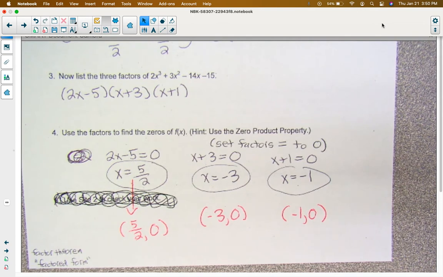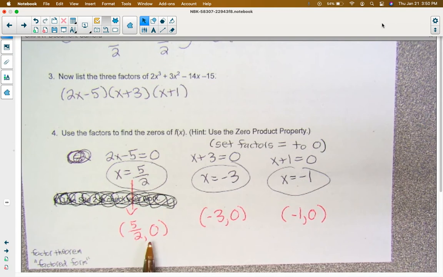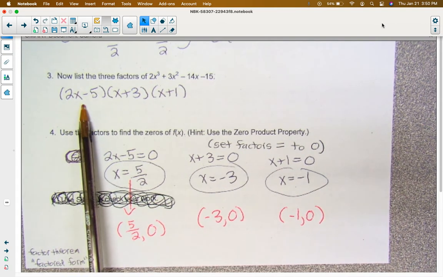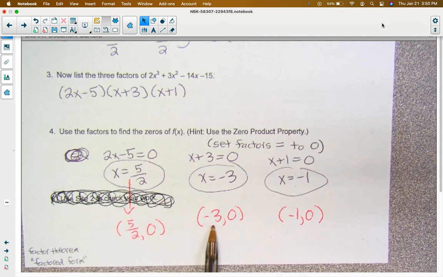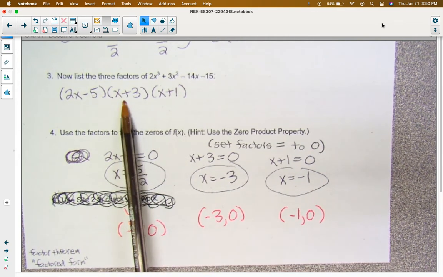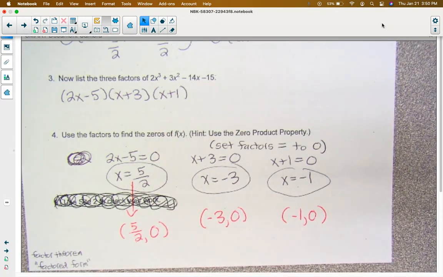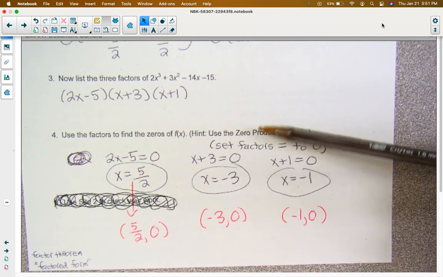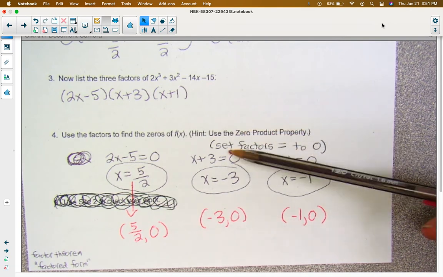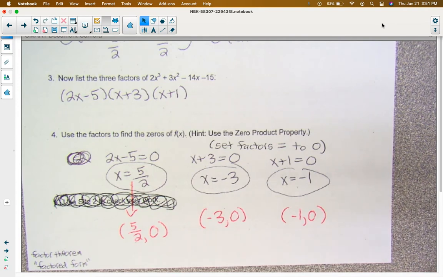And it also gives us stuff in factored form. So 5 halves in factored form is 2x minus 5. Negative 3 in factored form is x plus 3. And negative 1 in factored form is x plus 1. So if they said a polynomial crosses the x-axis at negative 7, if you put that in factored form, it'd be x plus 7. So if they said the polynomial crosses at 5, put that in factored form, you get x minus 5. So you take the opposite because of the zero product property, and it turns into the opposite when you're solving the equations.